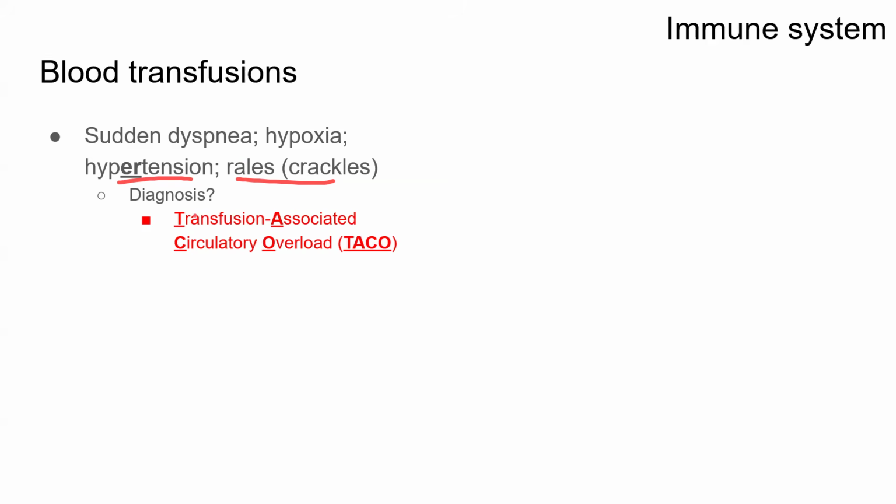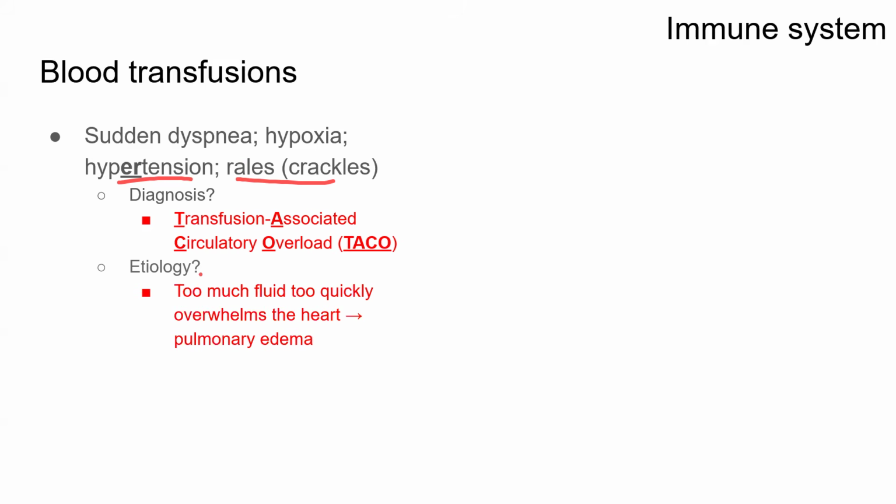And fortunately, in this case, the name of the diagnosis elucidates the etiology of this reaction, which is pretty much they're getting too much fluid too quickly and it overwhelms the heart. You can think about it like heart failure because it's fluid overload, and then they get pulmonary edema. So that's why you see hypertension because they have so much fluid, and that's why you see crackles because there's pulmonary edema, hypoxia because you have VQ mismatch, and so on and so forth.